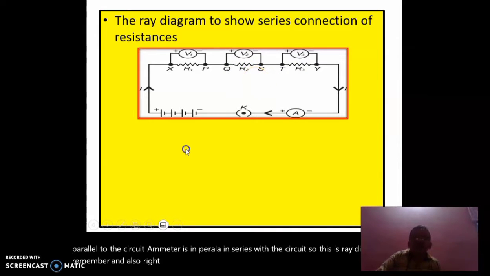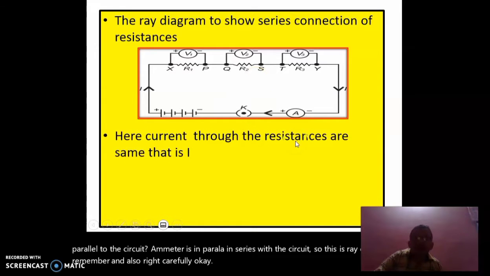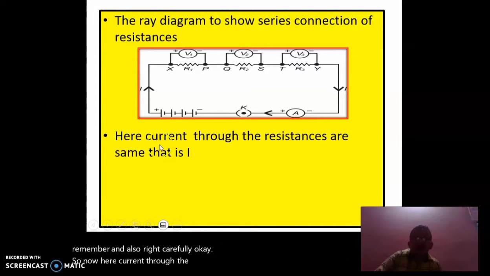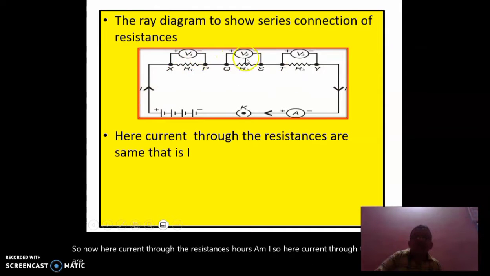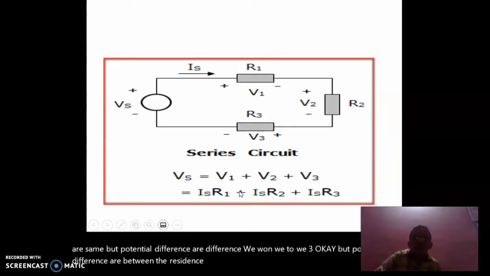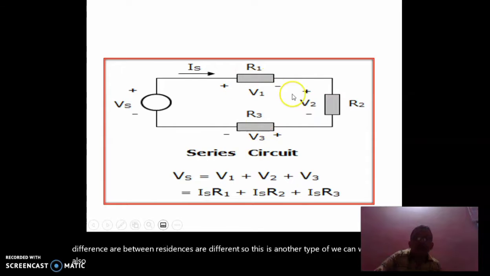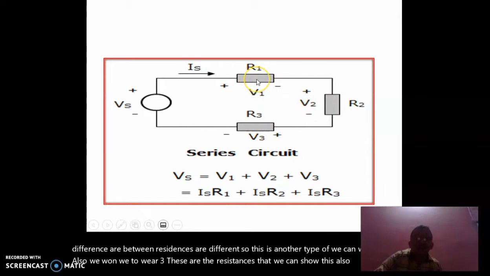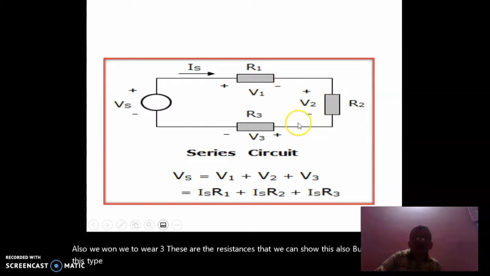Now here the current through the resistances is the same, I. But the potential differences between the resistances are different: V1, V2, V3. We can write it like this also. V1, V2, V3, these are the resistances, you know that. We can show this also, but this type of symbol is not in your textbook.